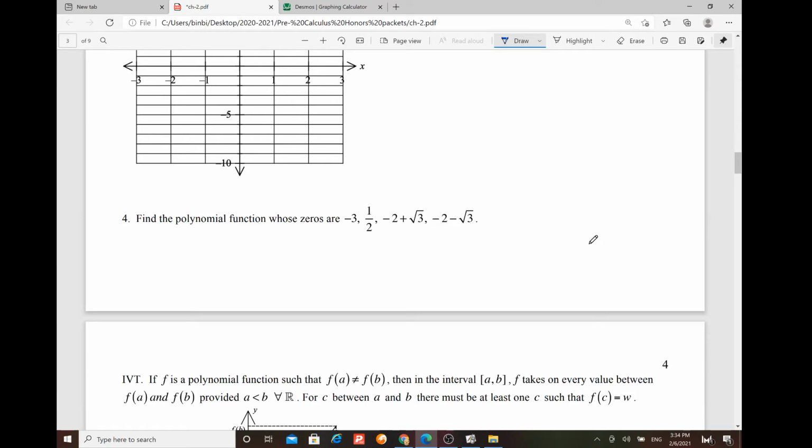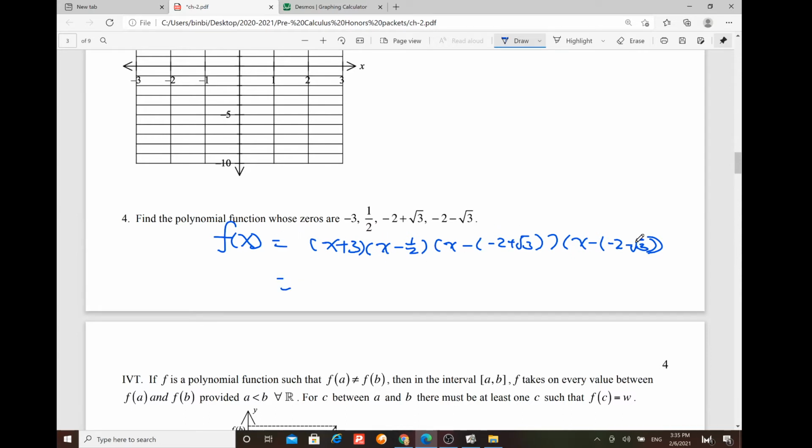And this one is quite similar to what we did in Algebra 2. So find a polynomial function whose zeros are negative 3, so x plus 3 is one of the factors, and 1/2, so x minus 1/2. And then the conjugates, as you can see, negative 2 plus root 3 and negative 2 minus root 3. So it's x minus the quantity negative 2 plus root 3, times the quantity x minus the quantity negative 2 minus root 3. And then the rest of this, you just want to FOIL. So for the first two binomials, you want to FOIL.